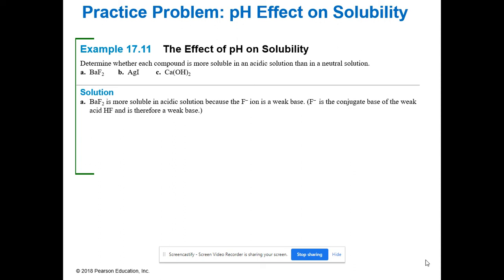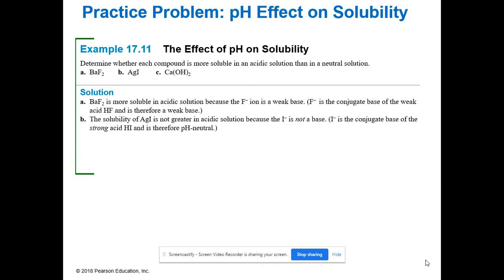Silver iodide. Silver. What do we know about silver? Well, silver comes from, let's see, silver hydroxide. That's not right, is it? We actually don't even need to worry about the silver. Silver is not something that would come from an acid or a base. Silver would come from silver solid, so it's not something we need to worry about significantly.